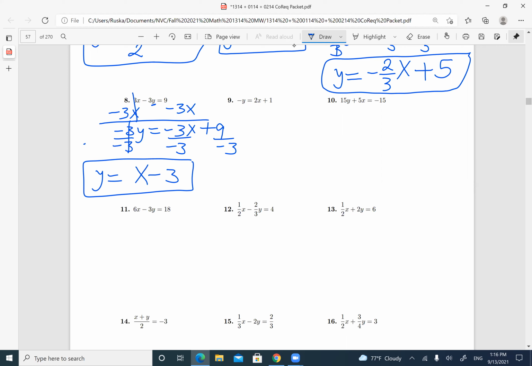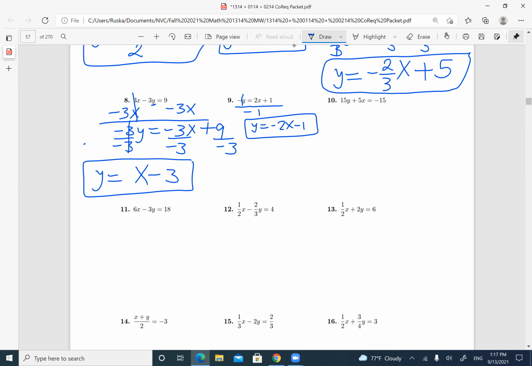Number 9, the same way. In front of y, we have an invisible -1, so I'm going to divide everything by -1, which means you're just going to change the sign. So it's going to be y equals -2x minus 1. That's it. When you divide by a negative, you change the sign. If it's positive, it becomes negative. And if it's negative, you change it to positive.